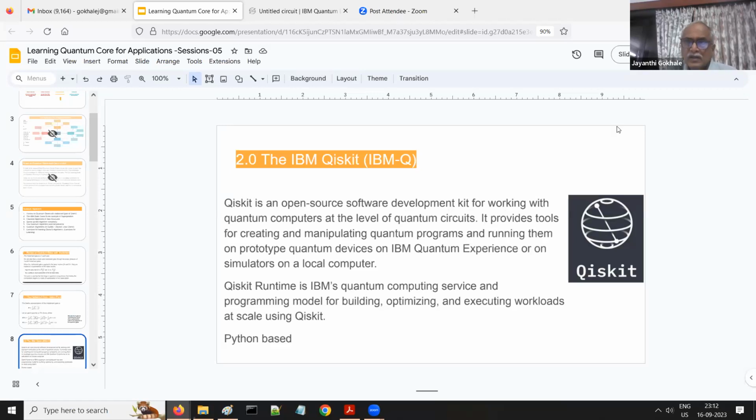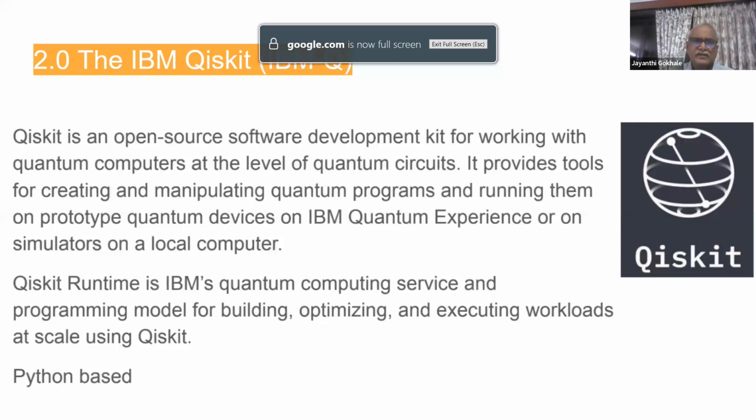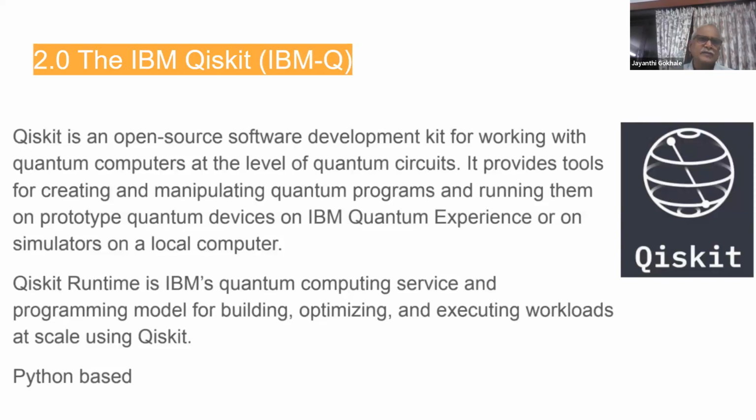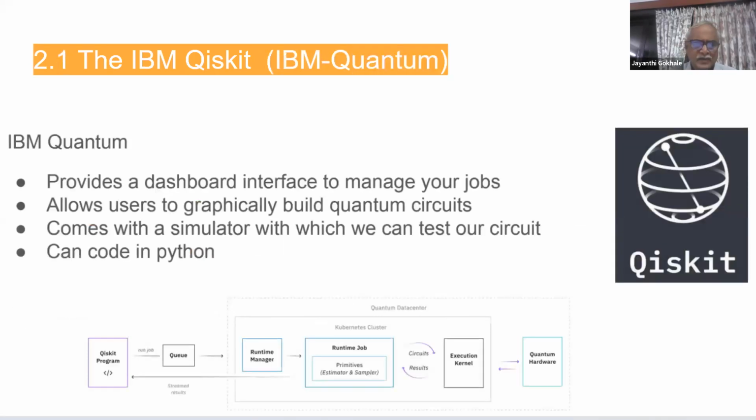Okay, so once again, coming back, we just had a quick demonstration of IBM Qiskit through IBM Quantum. As I told you, IBM Quantum provides you a dashboard interface, and then you can create your jobs. Now, these jobs are essentially nothing but the execution of your quantum circuits, and you submit these quantum circuits for actual execution, either on a simulator, or you can put them onto the real device.